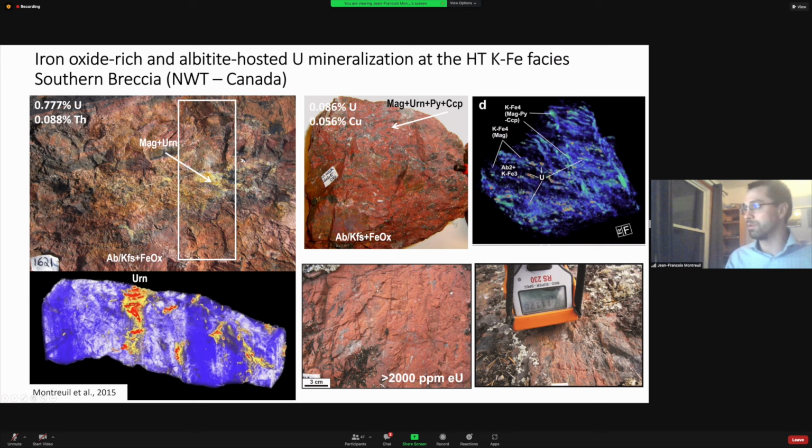This can get to interesting uranium grade. This is a channel sample that was collected, and it got up to 0.77% uranium in situ within that zone, where we can see uraninite distributed within that sample. This is, again, an image of the rock using a CAT scan, and we can see the distribution of uranium in association with the zones of sodic alteration, and then where magnetite and iron oxides are becoming slightly more abundant.